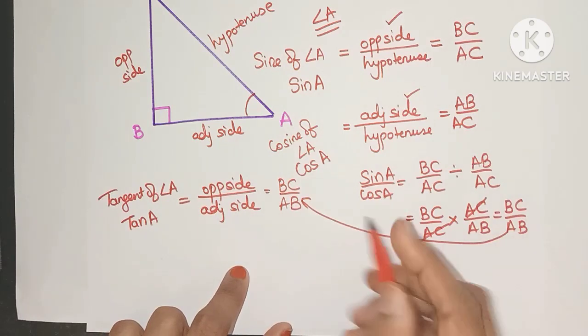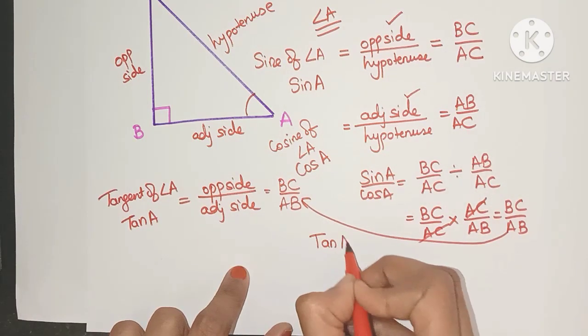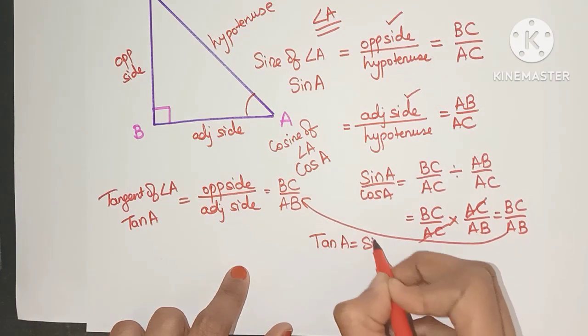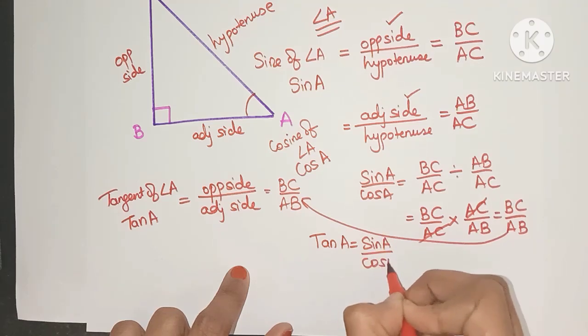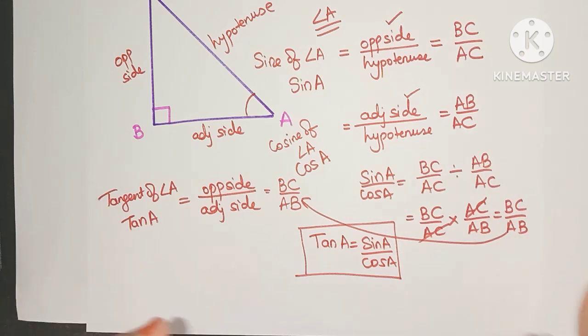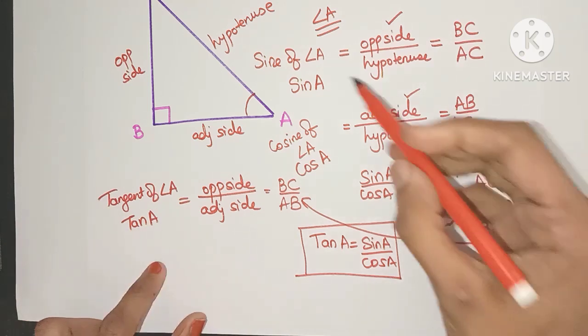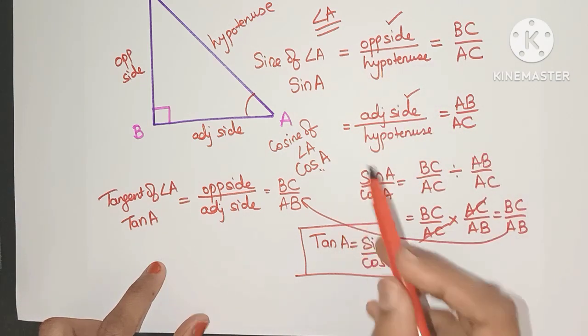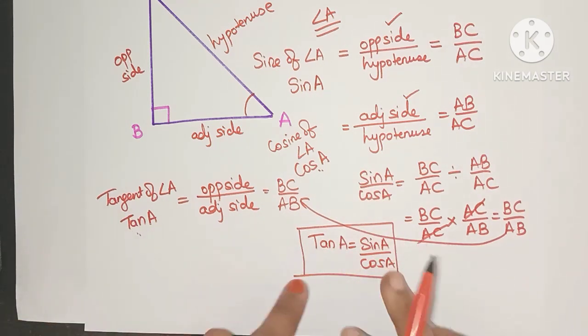That's why we have an important relation that tan A is equal to sine A by cos A, friends. So it's also very important, this interrelation of the trigonometric ratios. So you have sine A, you have cos A, tan A, and then also a relation that tan A is sine A upon cos A.